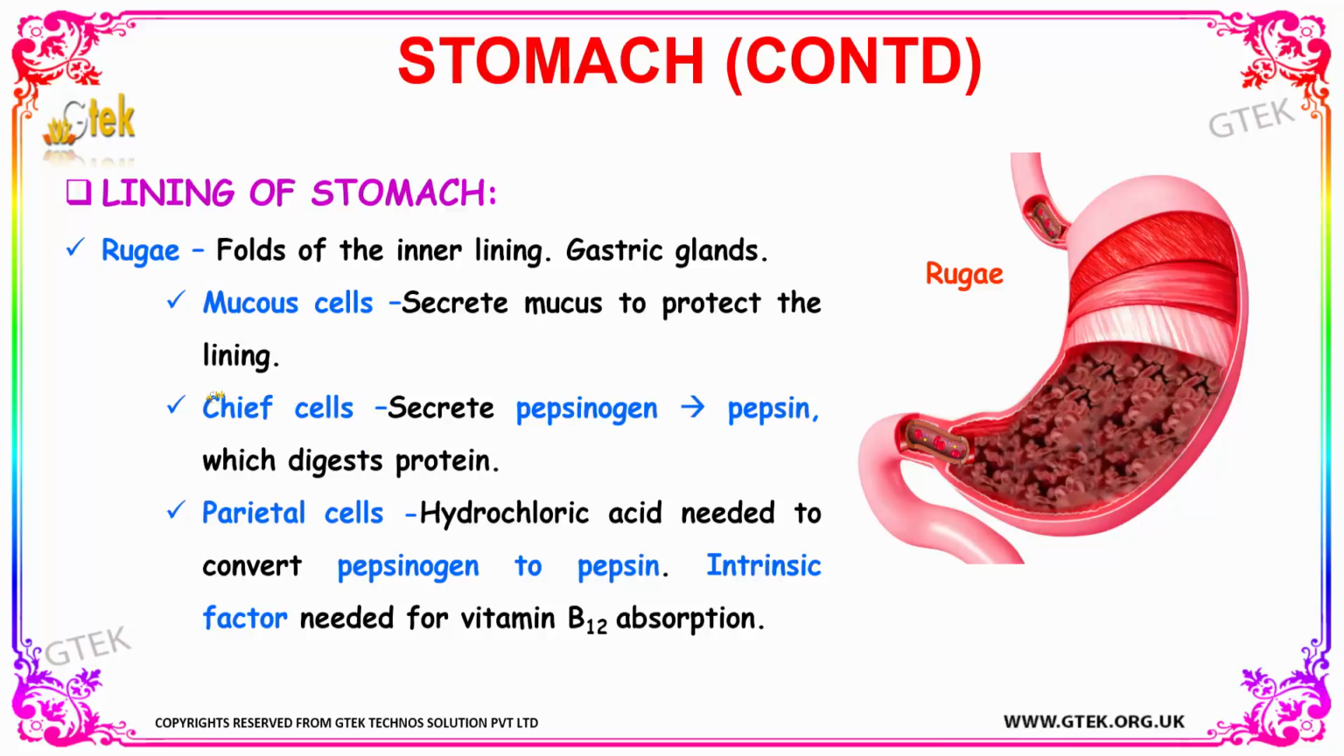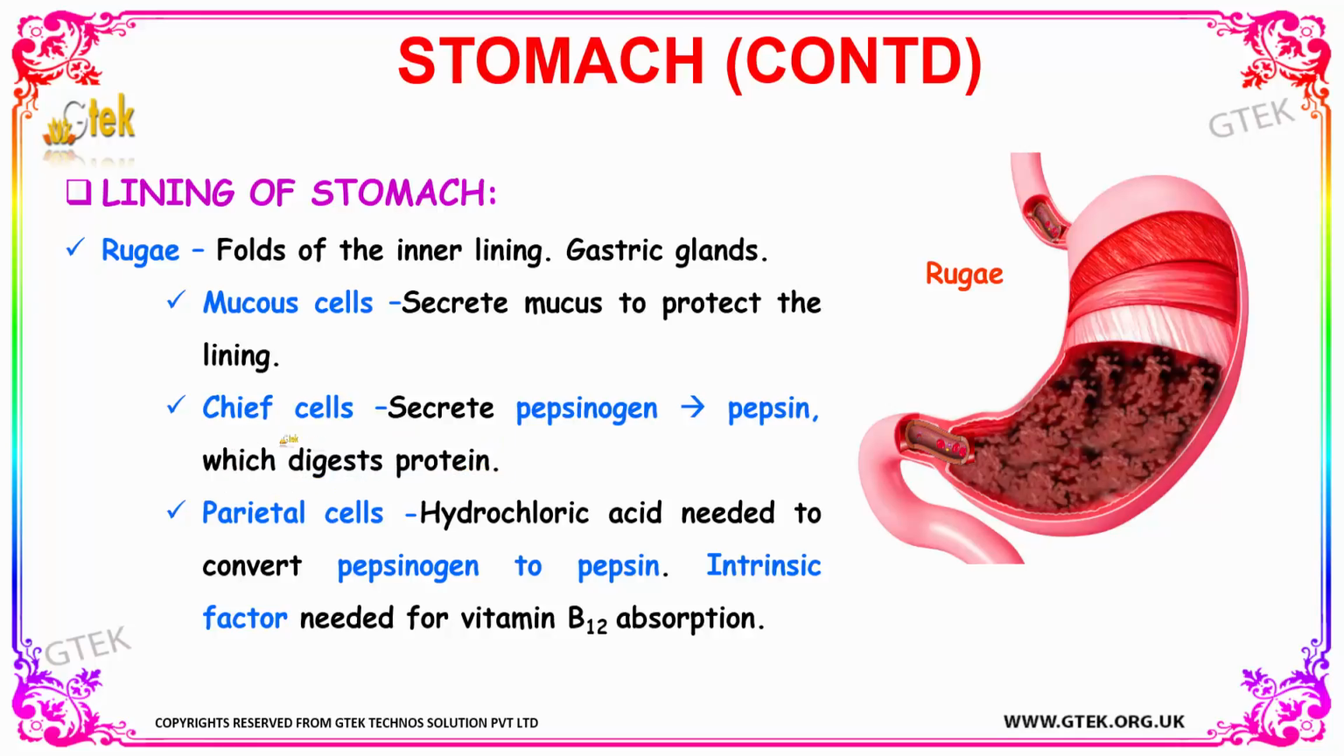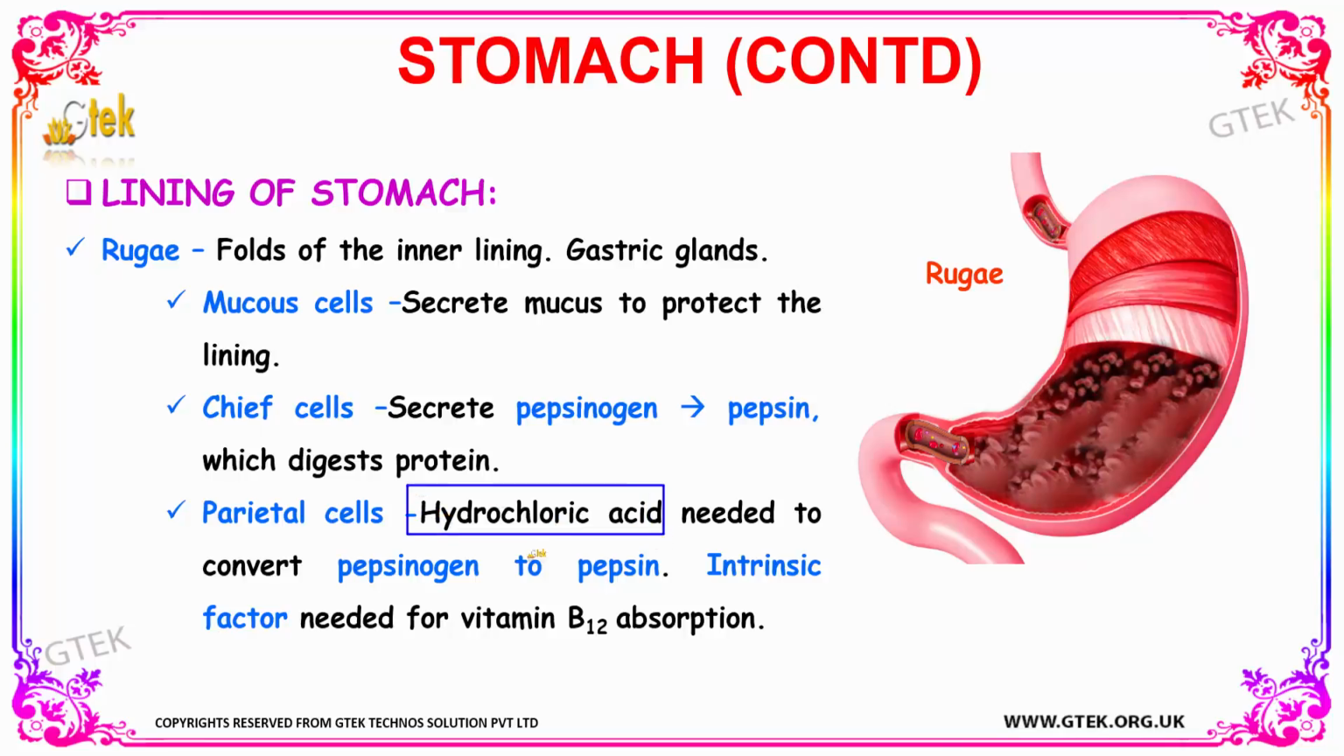Your chief cells will secrete pepsinogen, which converts into pepsin. And this pepsinogen that is converted into pepsin will help in protein digestion. So the protein digestion is done by the chief cells in major. Your parietal cells will produce the hydrochloric acid that is needed to convert your pepsinogen to pepsin.